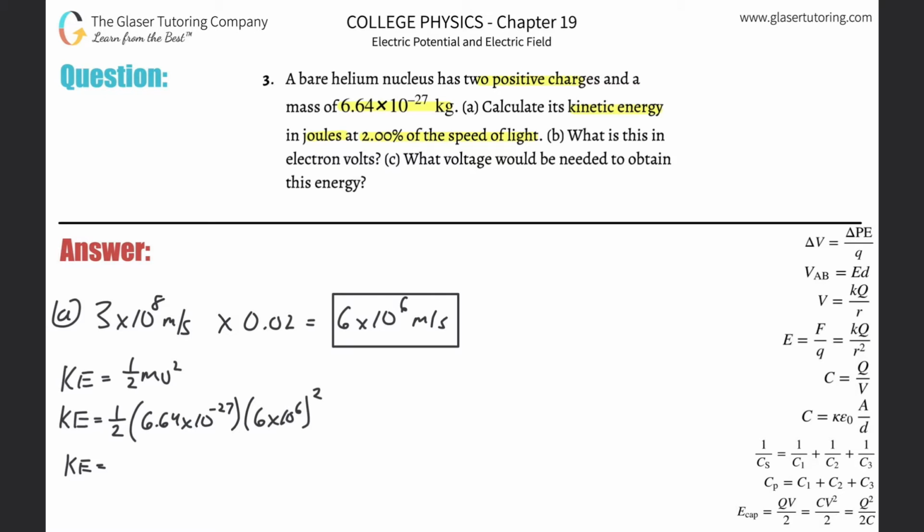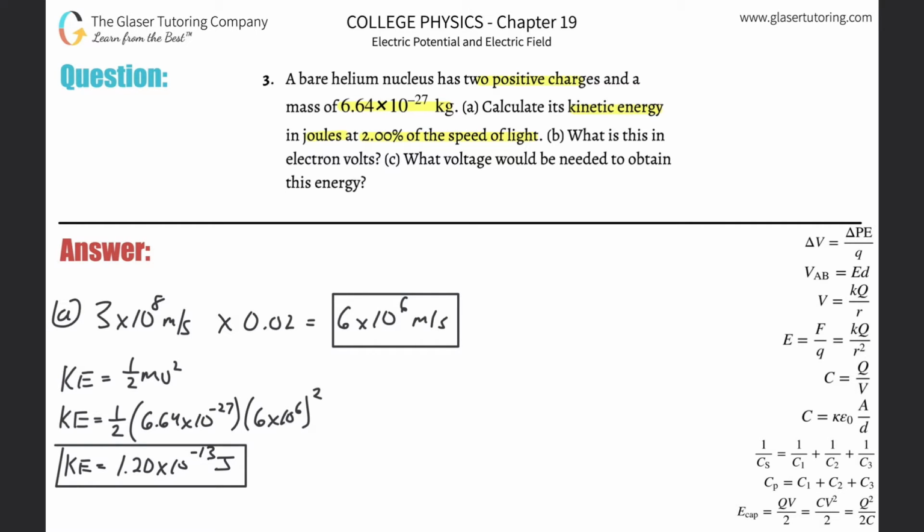6.64 times 10 to the minus 27, and then multiplied by that value squared. So I get a value of about 1.20 times 10 to the negative 13th, and that's in joules. Great, so letter A is finished.